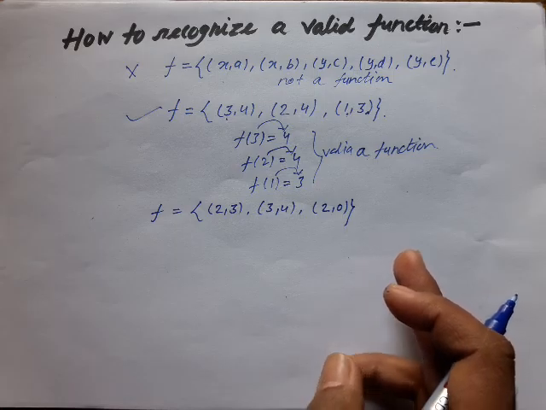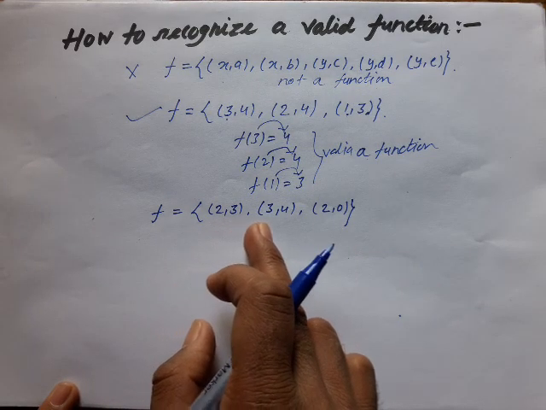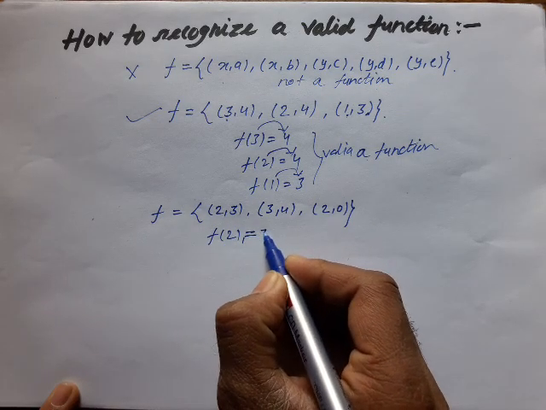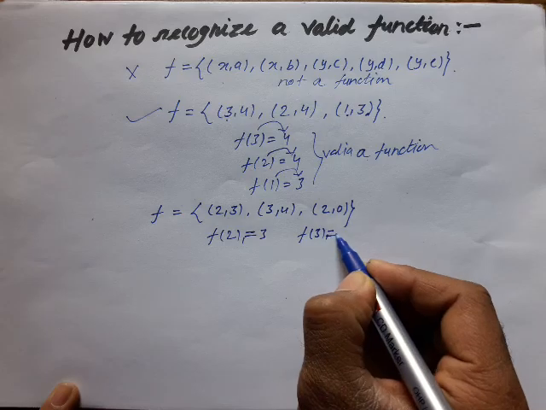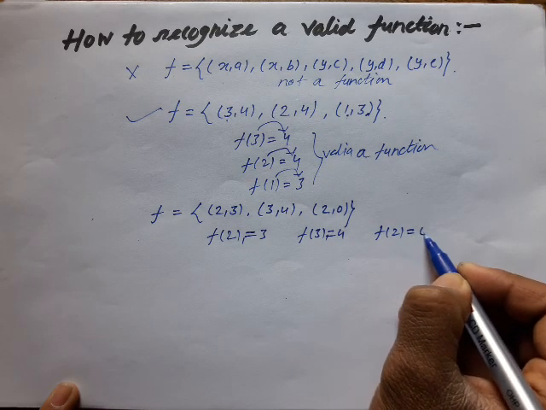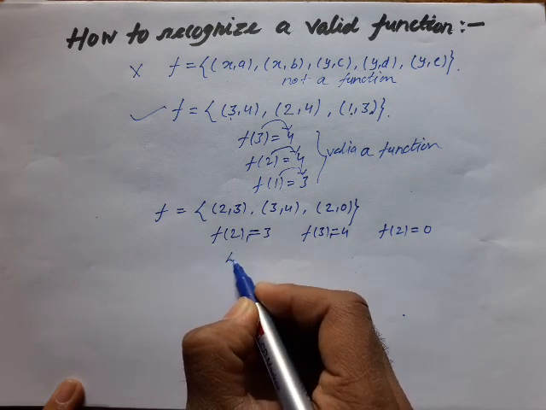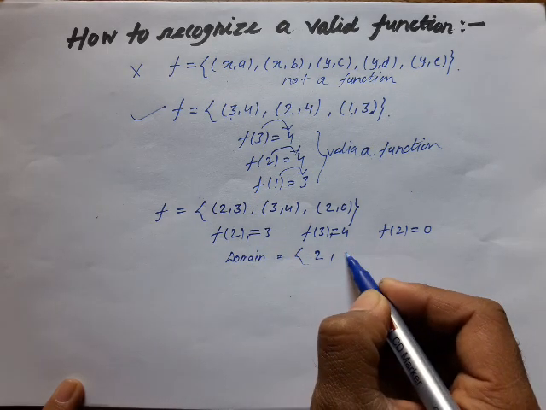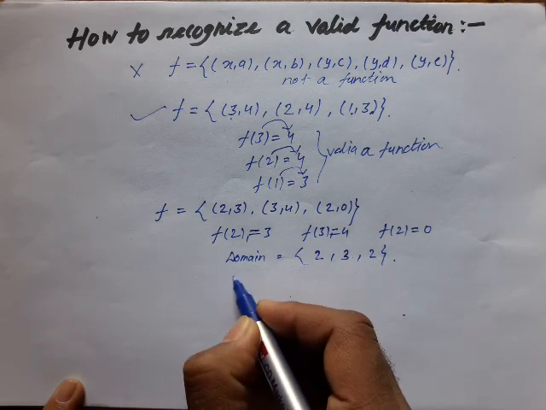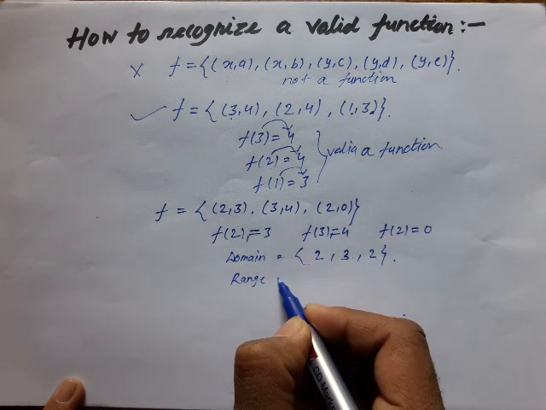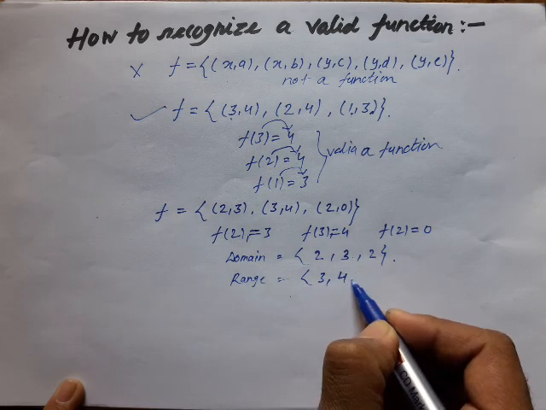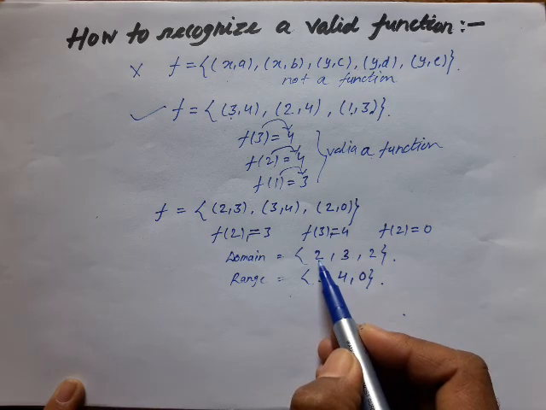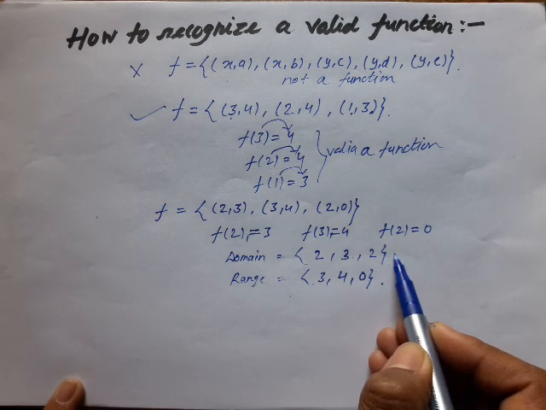And now we have another example of a mapping. You can see that there is another mapping defined here. This can be written as f(2) = 3, f(3) = 4 and f(2) = 0. Now we can write the domain and range of this. You can see that the domain is 2, 3 and 2, and the range is 3, 4 and 0. But you can see that the element 2 comes two times in the domain.